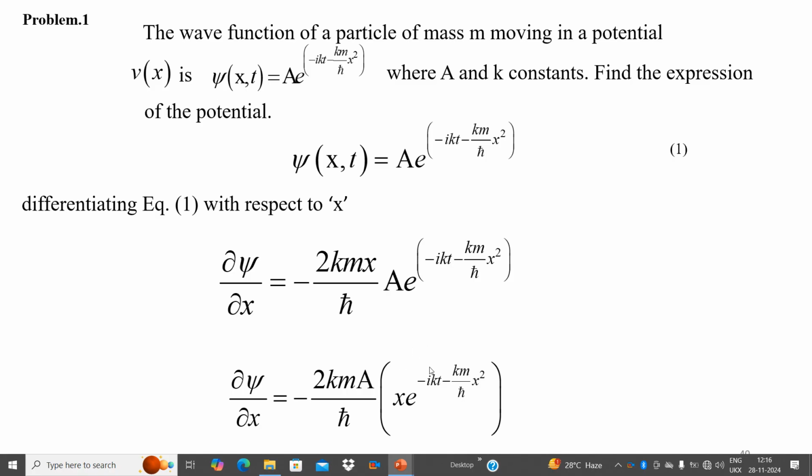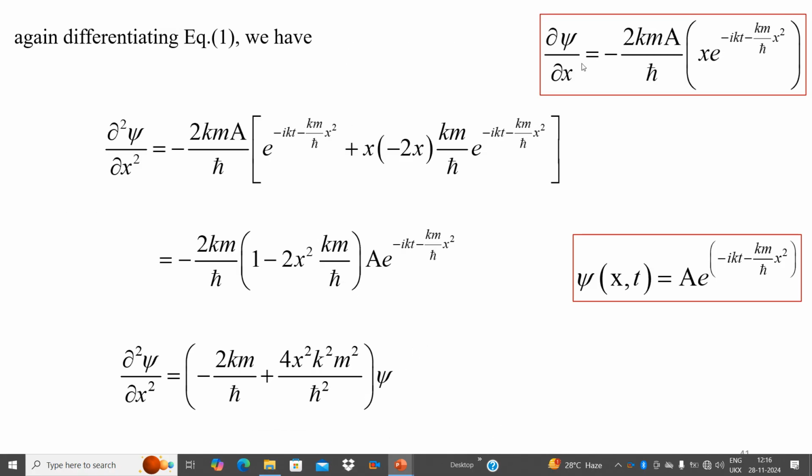Now we will have to differentiate again. When you differentiate again, we have two variables here: x is here and e power minus x squared is here. So we will have to differentiate with respect to x. Keeping this as constant, we differentiate this term, plus keeping this as constant, you differentiate this. When you keep this as a constant and differentiate x, it becomes 1. So this becomes e power minus i(kt minus kmx²/ħ). When you keep this as constant and differentiate, this becomes minus 2x into km by ħ and the remaining term.